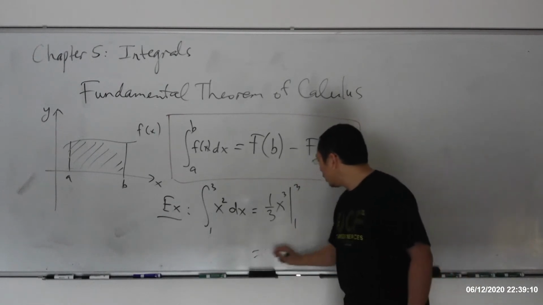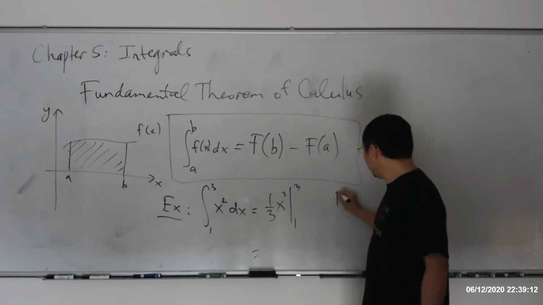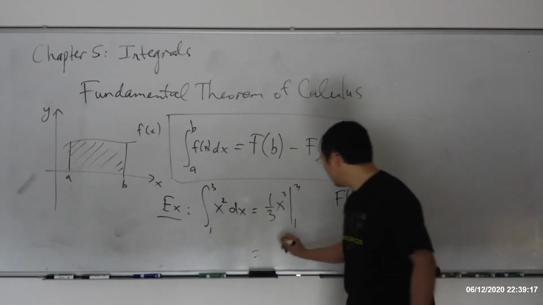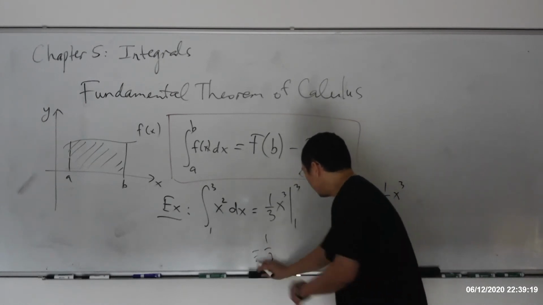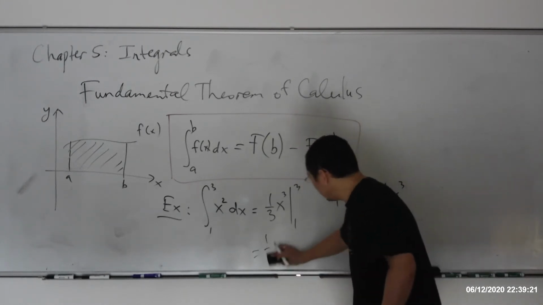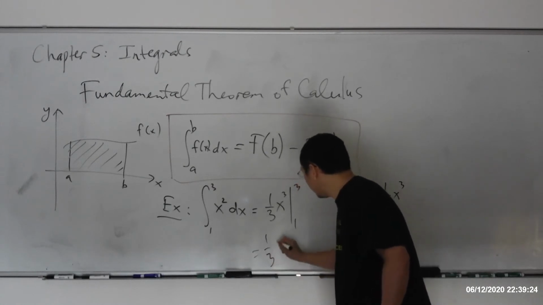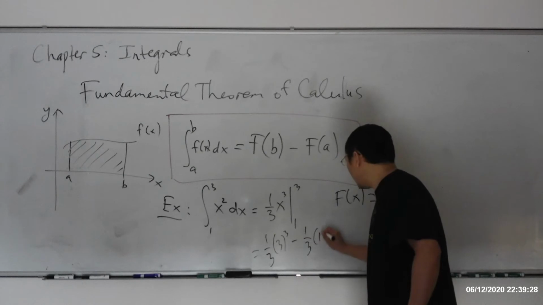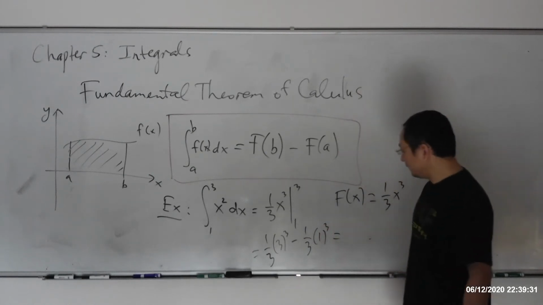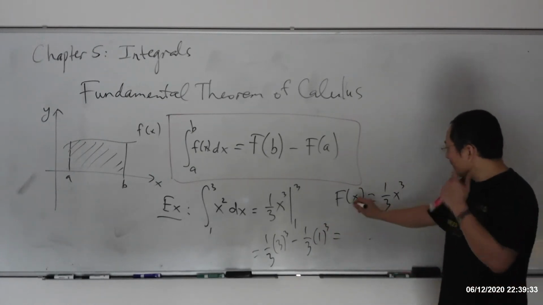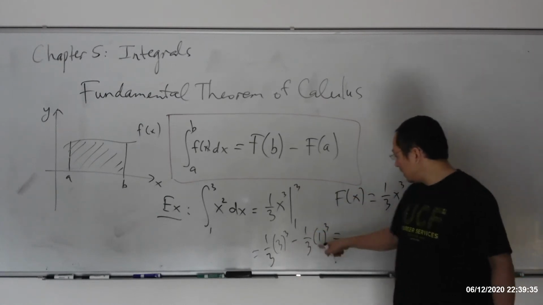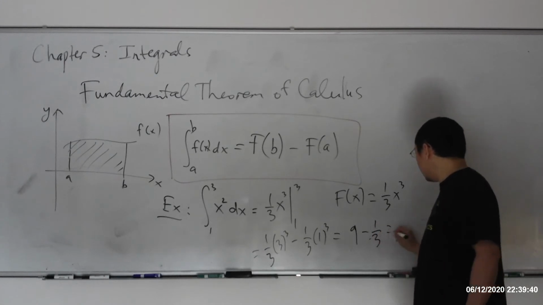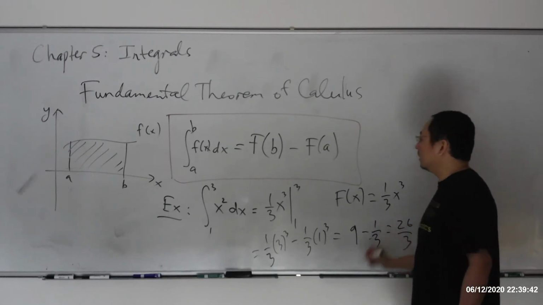And that means what? You plug in 3 first, where big F of x is equal to 1/3 of x cubed, right? So 1/3 times 3 cubed, minus 1/3 of 1 cubed. Okay? So I plug in 3 in here, F of 3 minus F of 1. So this is 9 minus 1/3, which is 26 over 3. And this is the area.